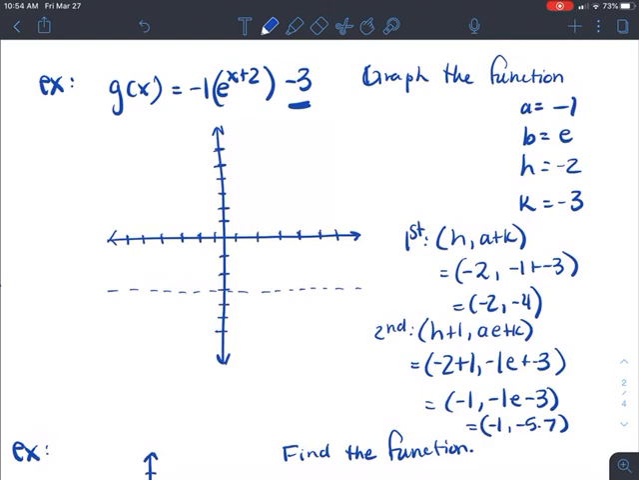So I'm going to go over here to my graph, over to negative 2 on my x-axis and drop down to negative 4 on my y-axis. Then I'm going to go to negative 1 and go down to about negative 6, or close to negative 6, like right there. Then I'm going to draw in my graph. And that is how you graph the function.